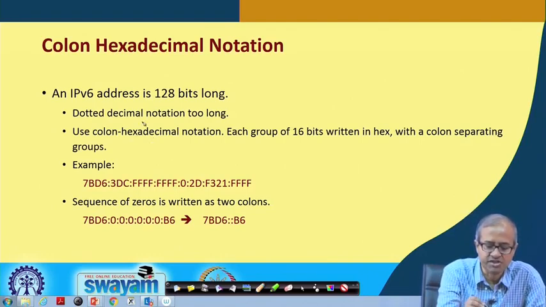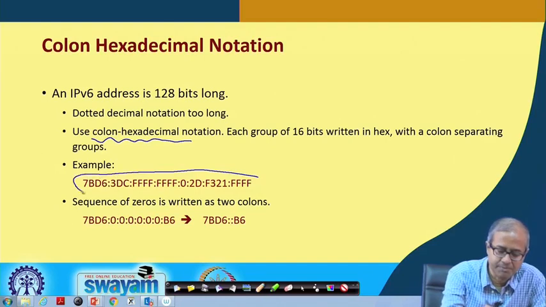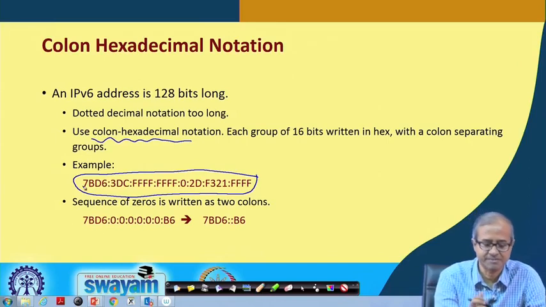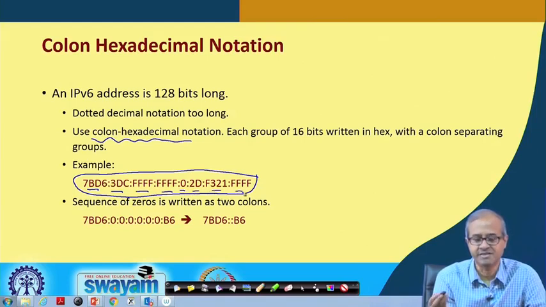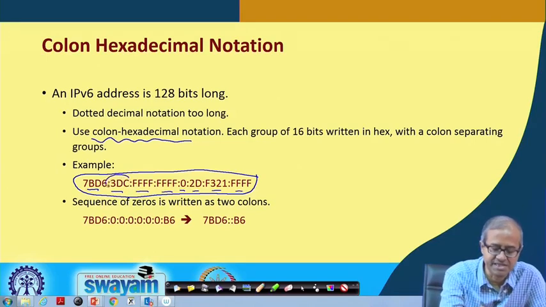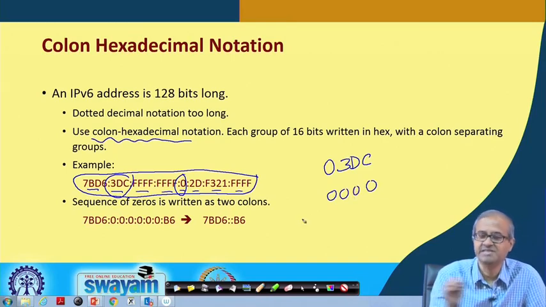So, instead of a dot we use a colon, the colon hexadecimal notation. You see this example. Instead of decimal we are using hexadecimal, where each digit represents 4 bits. So, 128 divided by 4 is 32; I need 32 hexadecimal digits. Each entity between two colons represents 4 hexadecimal digits, and there are 8 such groups, 8 times 4 is 32. For example, here I mentioned 3DC, which is not 4 digits, I mentioned only 3, it means there is a 0 before that. Similarly, I mentioned only 0 here, which means this is all 0, 16 zeros.